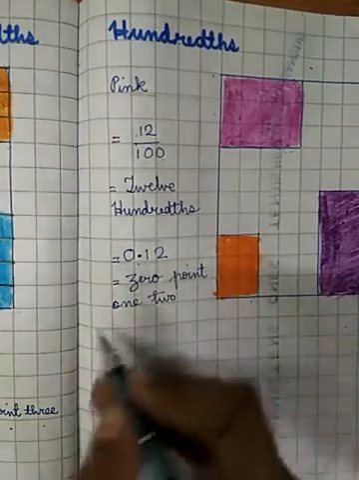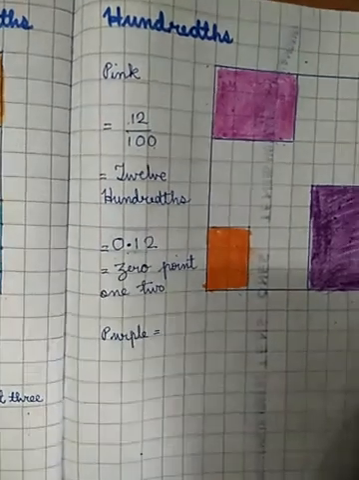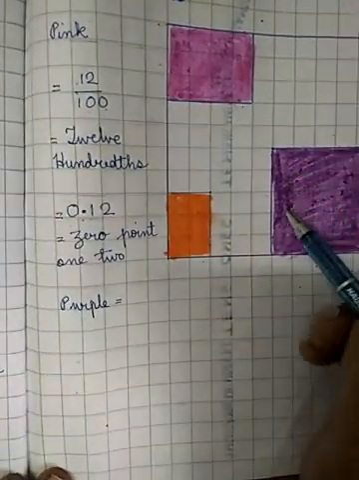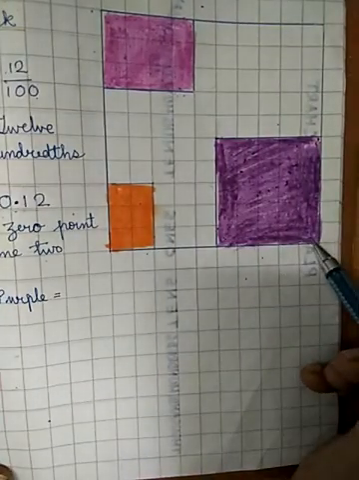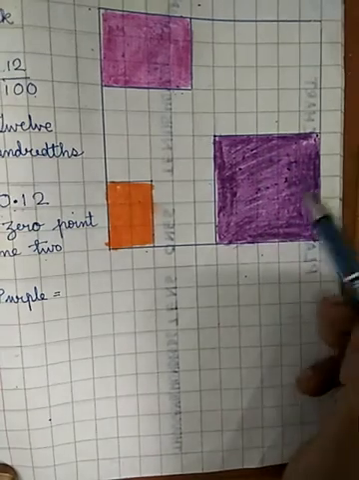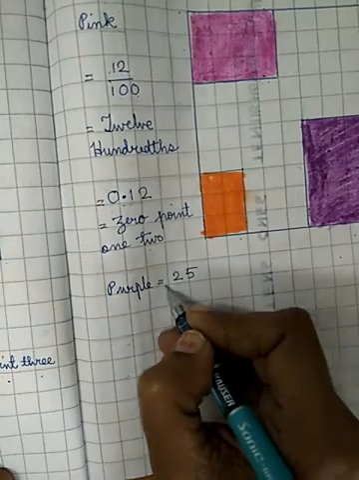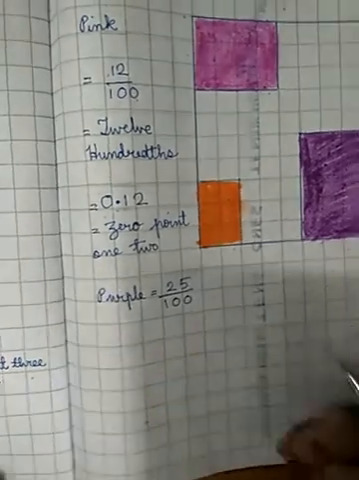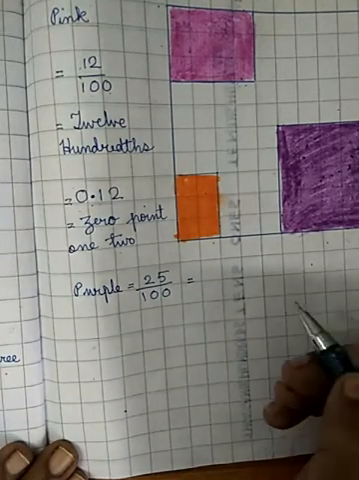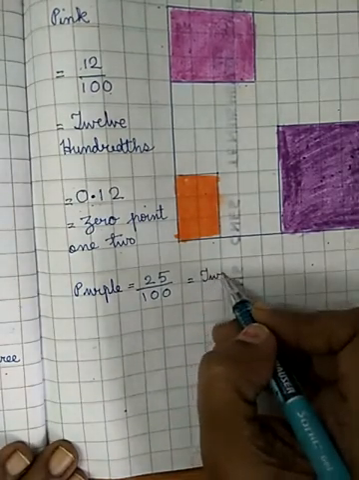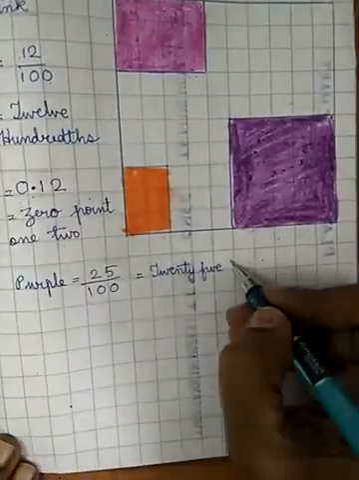Now let us come to the purple one. Let us count how many purple ones we have. It is 1, 2, 3, 4, 5 on this side and 1, 2, 3, 4, 5 on this side. That means total there are 25 purple squares. So out of 100, there are 25 purple squares. So how will we write this as a statement? In words, it is 25 hundredths.